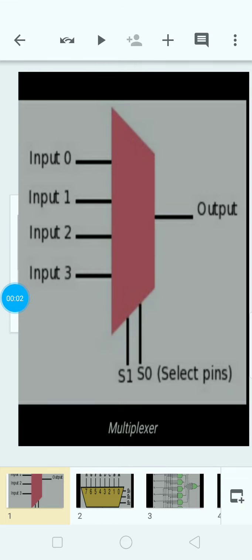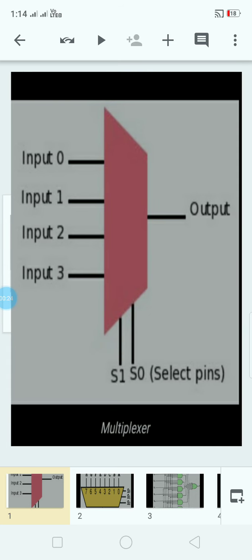Hello students, now we are going to learn about a multiplexer. So what do you mean by a multiplexer? A multiplexer is a device that has multiple inputs and a single line output. The select line determines which input is connected to the output, and it also increases the amount of data that can be sent over a network within a certain time. It is also called a data collector.